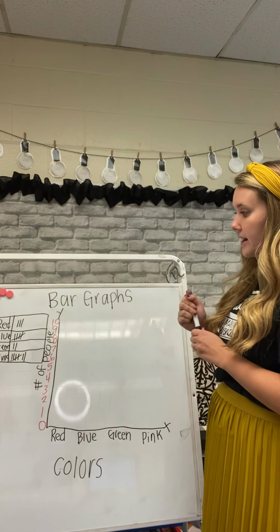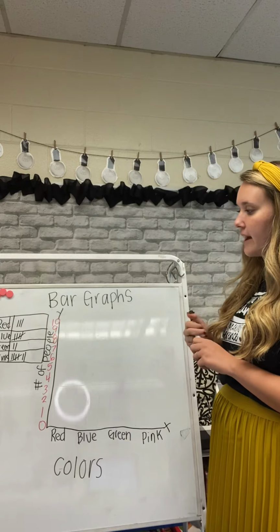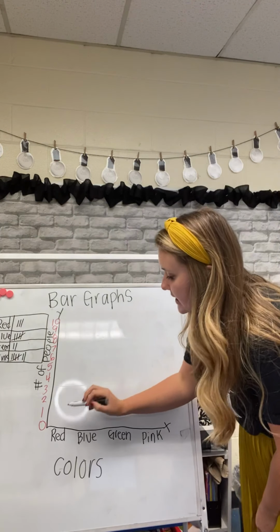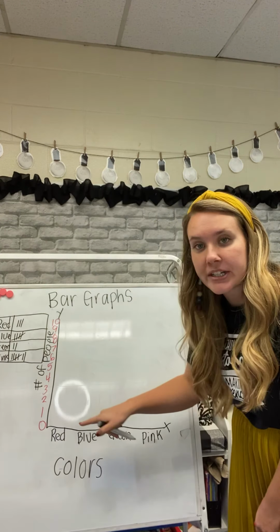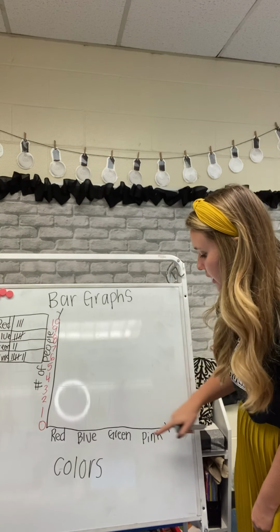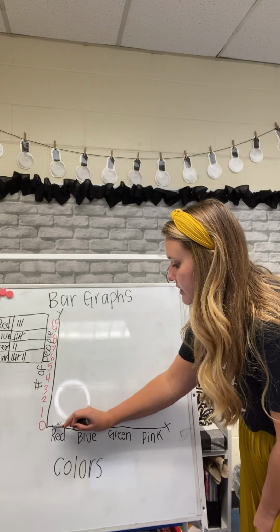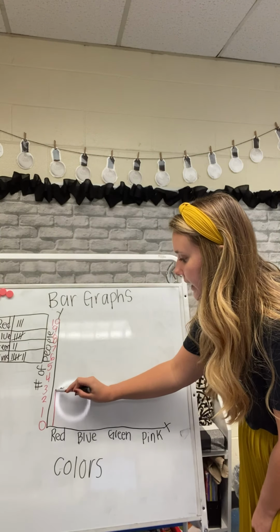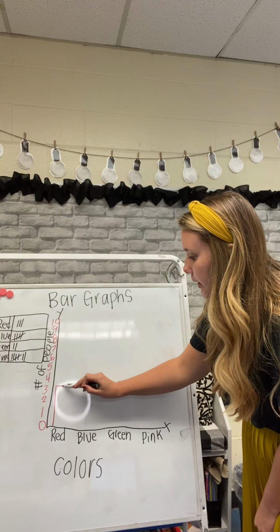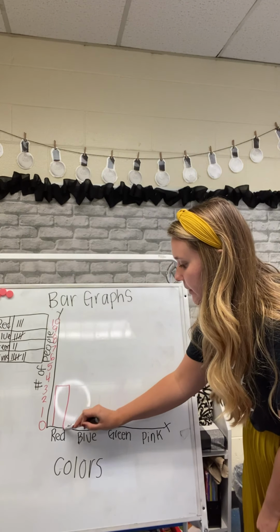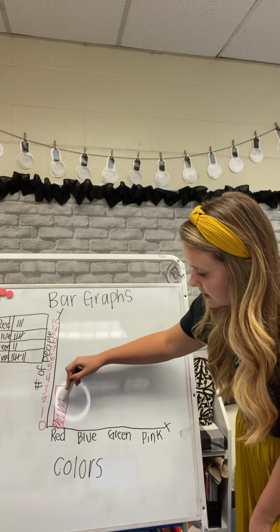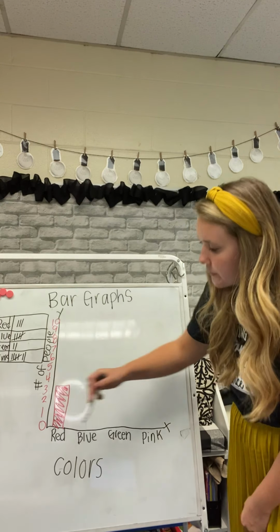All right. So according to our chart, we have 3 friends that like the color red. And what we're going to do is start all the way here at the bottom on our x-axis, and draw a line up to 3. We're going to make a bar, and come back down. So 3 friends like the color red.